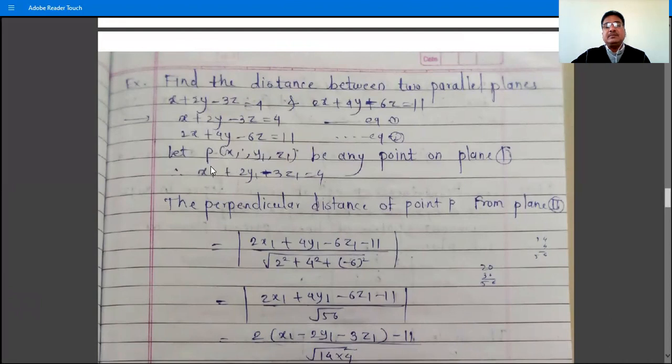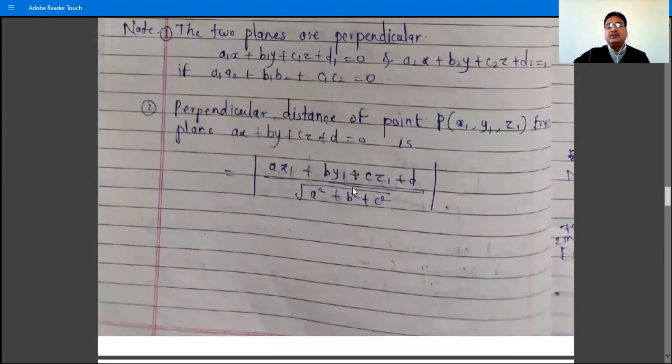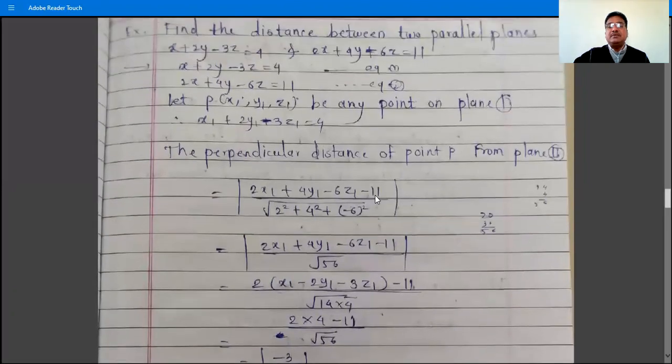So take any point, suppose P(x1, y1, z1) be any point on the first plane. Then this point satisfies equation number 1, that is, we have x1 plus 2y1 minus 3z1 is equal to 4, because this point lies on the first plane. And now we have to find the perpendicular distance of this point from the second plane. The perpendicular distance of the point P from the second plane is equal to what? By using note number 2, we have the modulus of 2x1 plus 4y1 minus 6z1 minus 11.